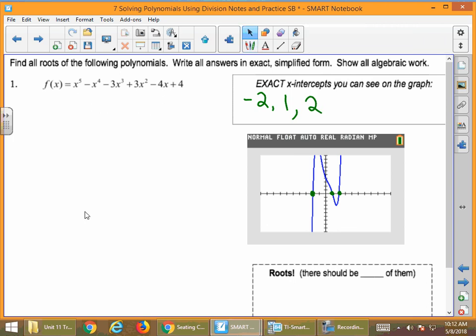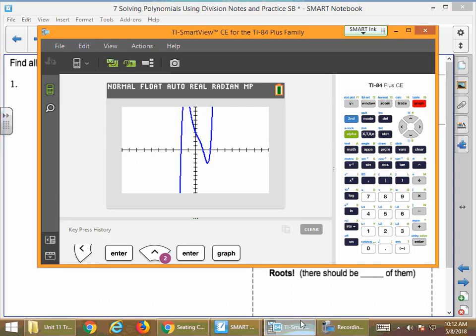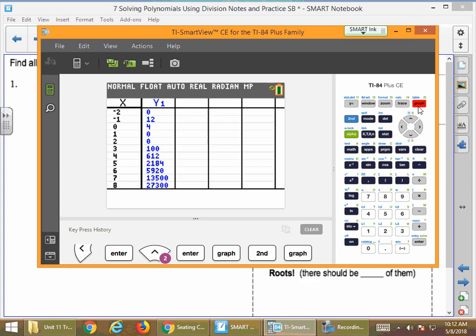If we're unsure about identifying those roots, something that we can do is go to our table, which is second, and then the graph button. And what we see is -2, 0, and 1, 0, and 2, 0. There's another place that we can look to find the roots.